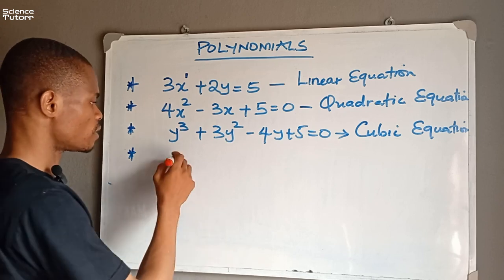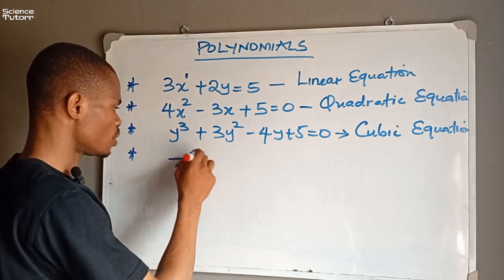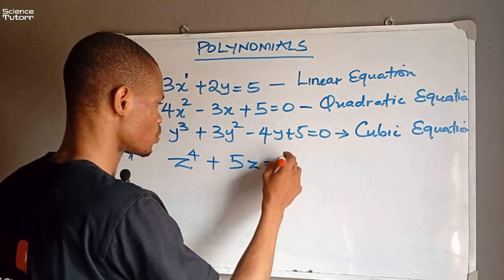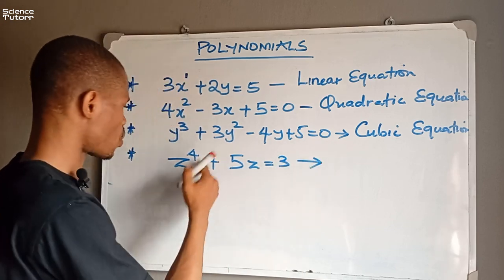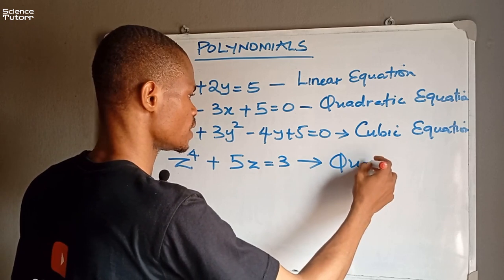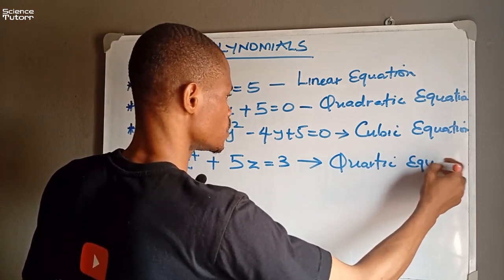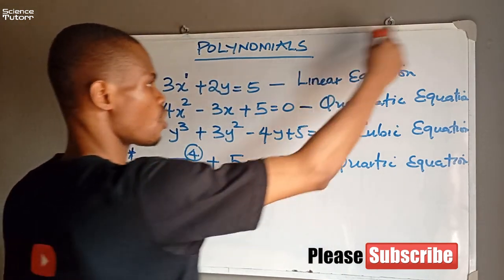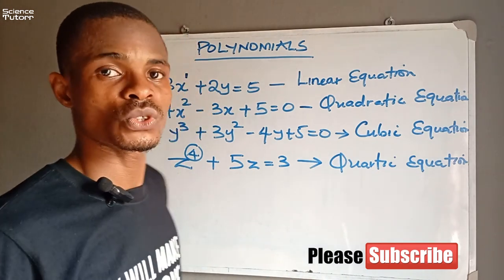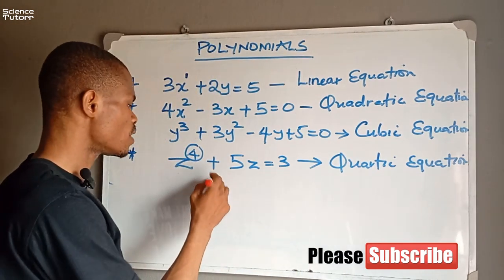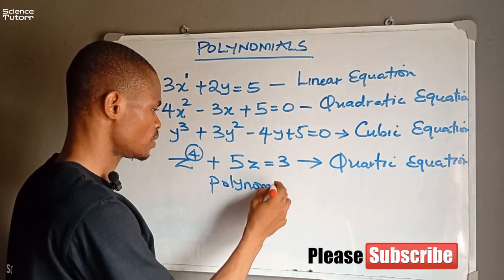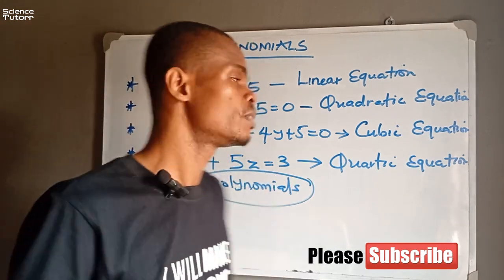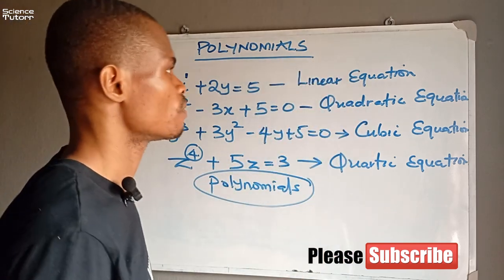Then let's proceed. Let's say we have z raised to power 4 plus 5z equals 3. An equation of this sort is known as a quartic equation. The quartic equation simply means the highest power of the unknown z is raised to power 4. So all these equations put together are simply known as polynomials. Polynomials is more of a general term in specifying various types of equations.